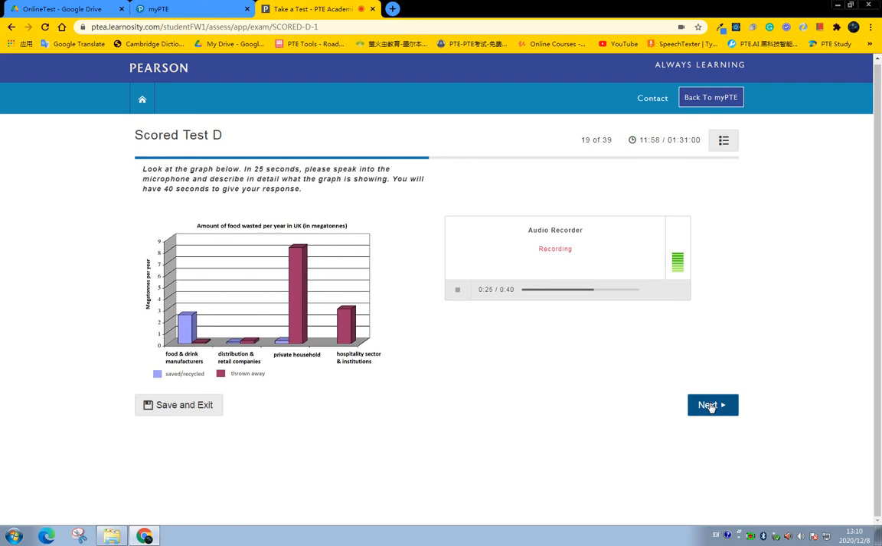By contrast, if you look at thrown away, the highest figure can be found in private households, which is around 8. But the smallest figure is in distribution and retail companies, which is around 0.5. Overall, we can see the value of thrown away is higher than others, which is hard to predict in the future.